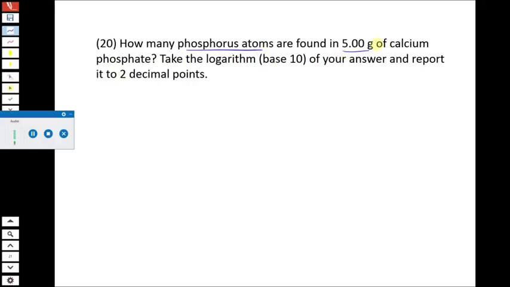So the first thing we have to be able to do is find the formula of the compound, because we're going to need the molar mass to convert the grams into moles, and we're also going to need the formula at the end to figure out how many phosphorus atoms are in the formula. So we need the formula of this to be correct.